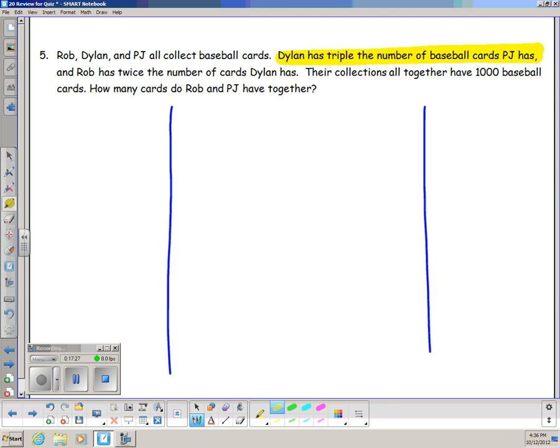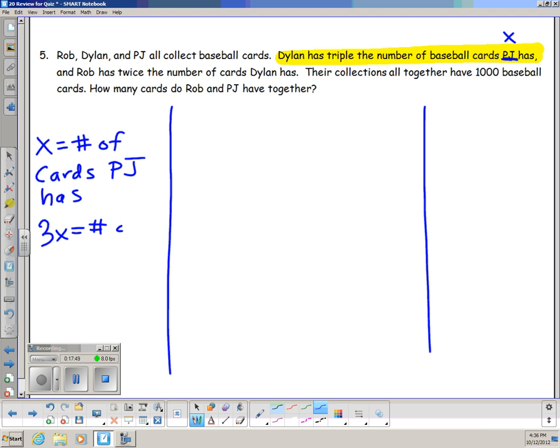Dylan has triple the number of cards PJ has. PJ is coming at the end of the sentence. The number of cards he has will be x. So x is the number of cards PJ has. Dylan has triple x. Triple x is 3 times x, or 3x. So 3x will be the number of cards Dylan has.